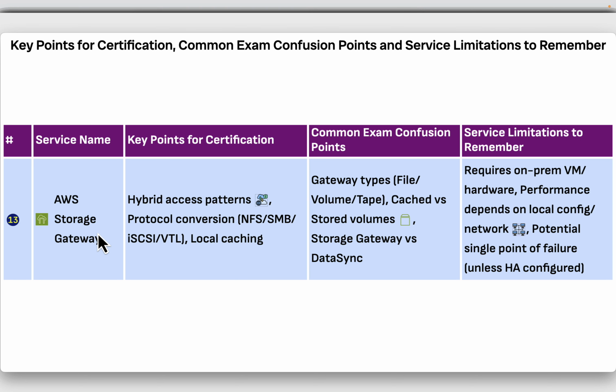Next, we have AWS Storage Gateway. So key points are hybrid access patterns, protocol conversion. So it can do a protocol conversion between NFS protocol, SMB, iSCSI, and VTL, virtual tape library. It offers local caching. Confusion can be between gateway types. So this itself has three types: file type, volume type, and tape type.